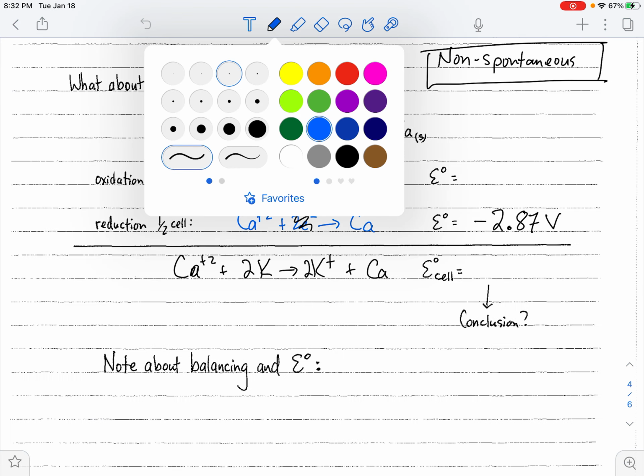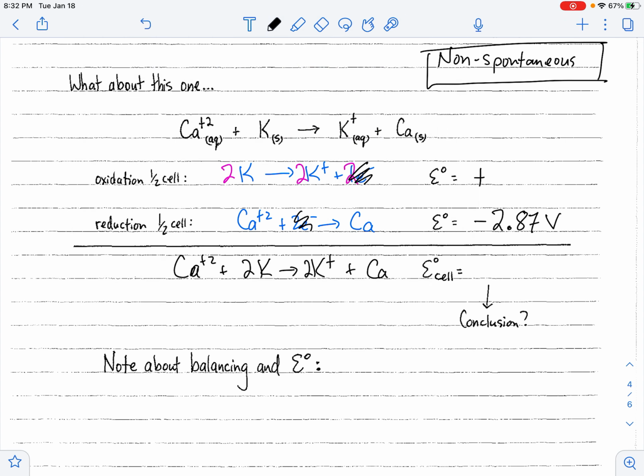Positive 2.93. Now, we multiplied that equation by 2 to balance the electrons. So I wonder if we should be multiplying that E cell, that 2.93, by 2. Should we multiply that by 2? Short answer, no. You don't multiply it by 2.